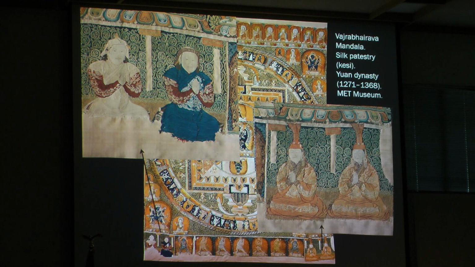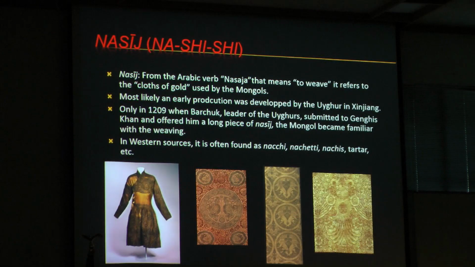Amongst written sources of the period in Chinese, Persian, Mongol, and also in Italian, there is one term that appears often, that is nasij or nashishi, as I previously mentioned. The term comes from the Arabic word nasaja, that literally means to weave. Most likely, the Uyghurs began the production of this compound, as we have seen looking at the shoes out of Turfan culture, that was presented to Genghis Khan in 1209.